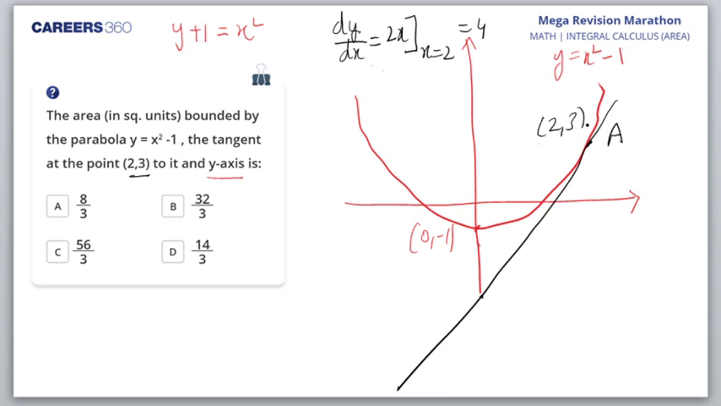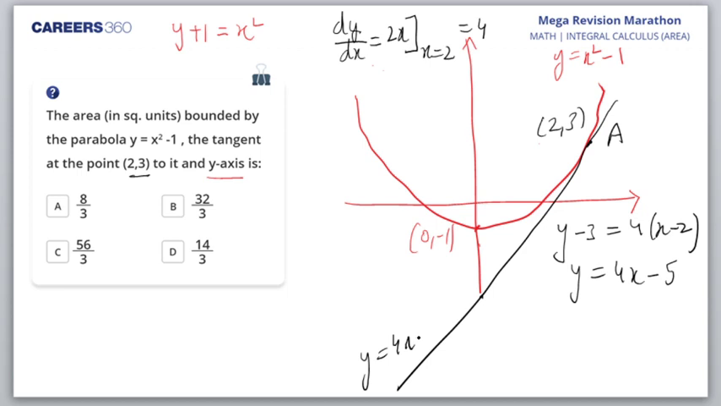And since it passes through 2, 3, I'll make use of point slope form. So y minus 3 is equal to 4 times x minus 2. Is it okay? So what do I get? I get y is equal to 4x minus 8, and minus 3 goes there, so I get minus 5. So this is the tangent equation: y is equal to 4x minus 5. Where will it intersect the y-axis? It will intersect at 0 comma minus 5. Am I right?